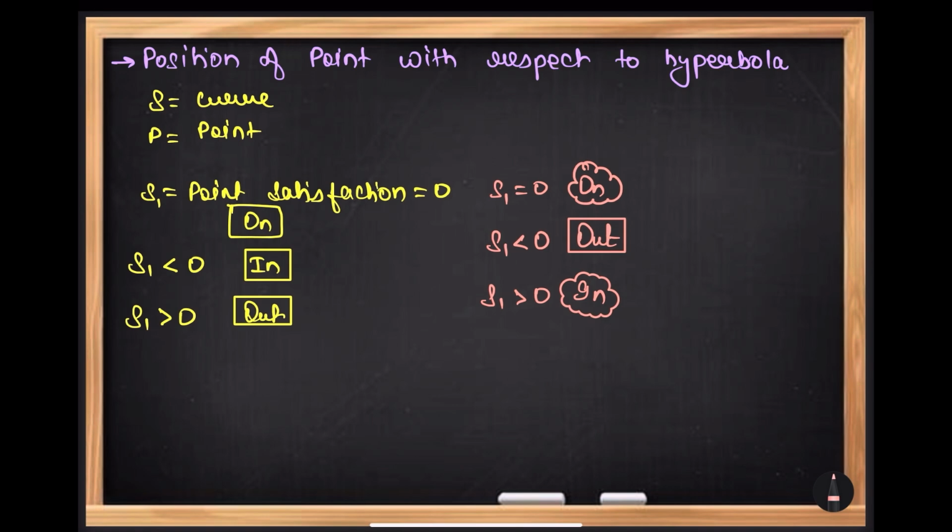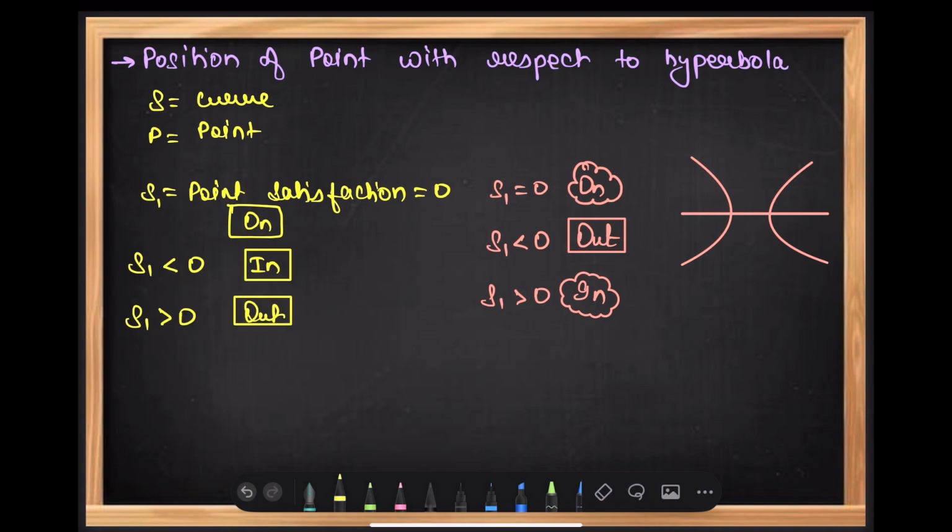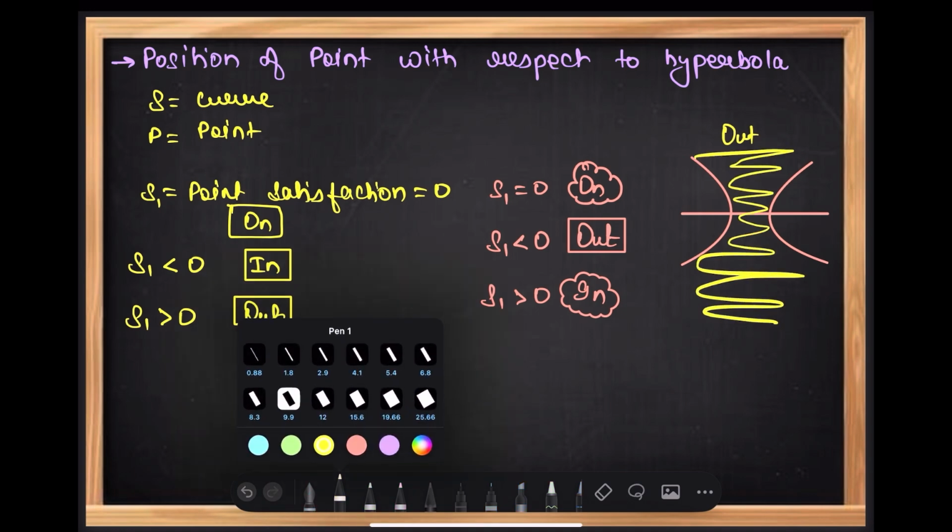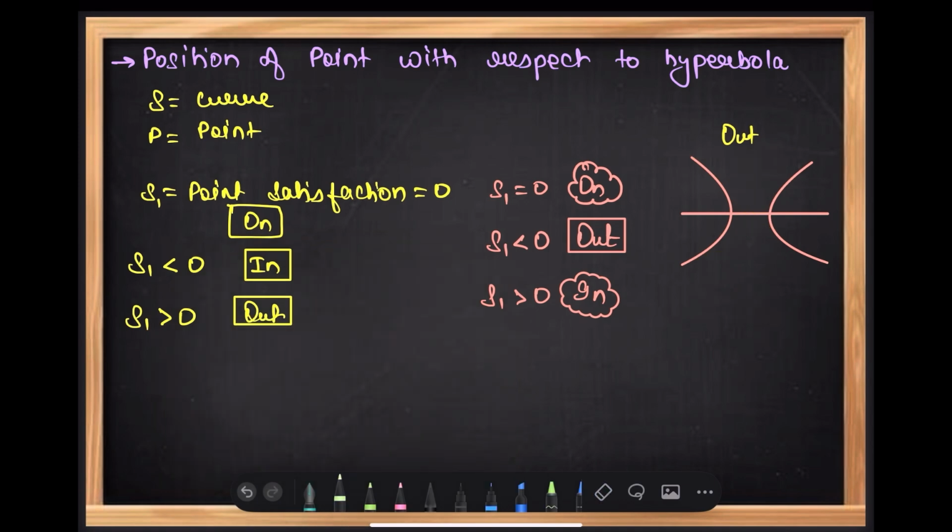Now try to understand what is in, on, out in the case of hyperbola. Suppose that this is the curve. If I am talking about out, I am talking about this area. If I am talking about in, I am talking about this zone and this zone. This is in. And on, so you know, if that point lies on the wings, it is on. I hope the idea is clear.